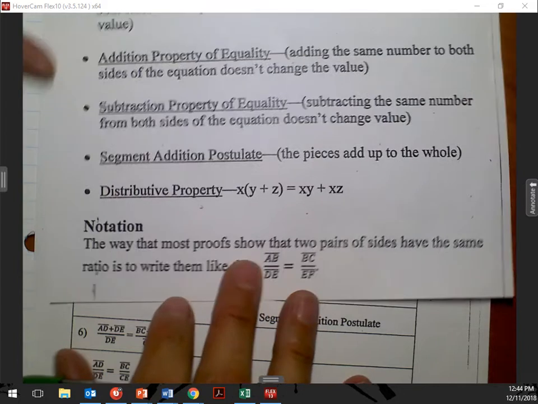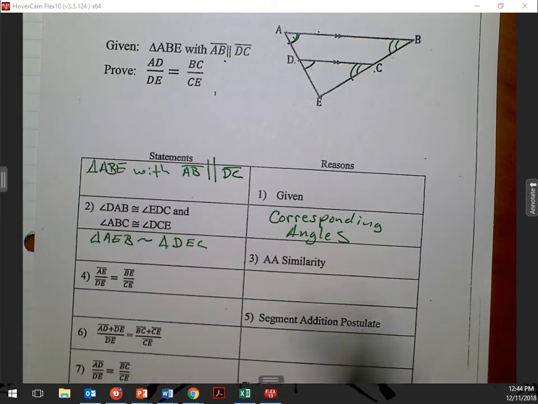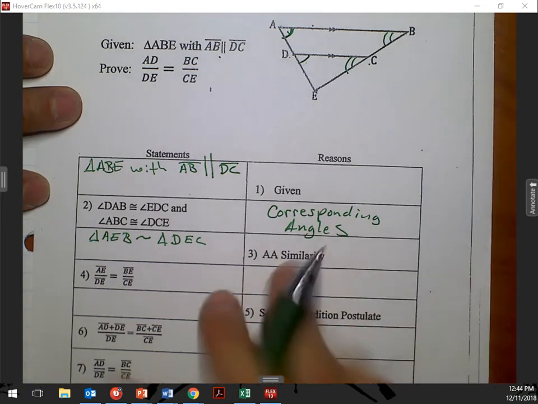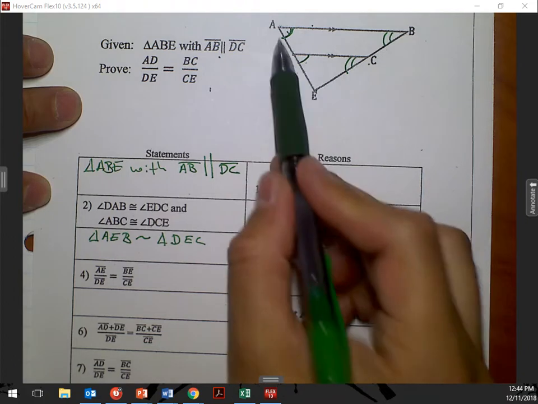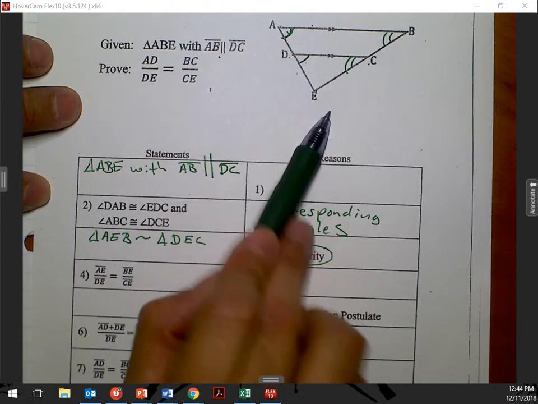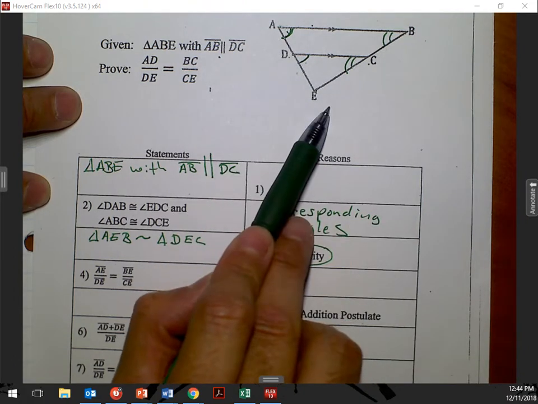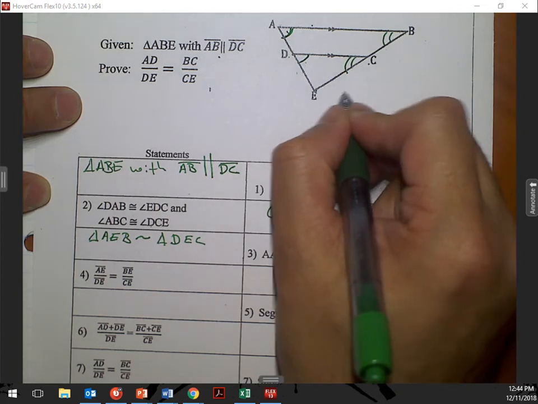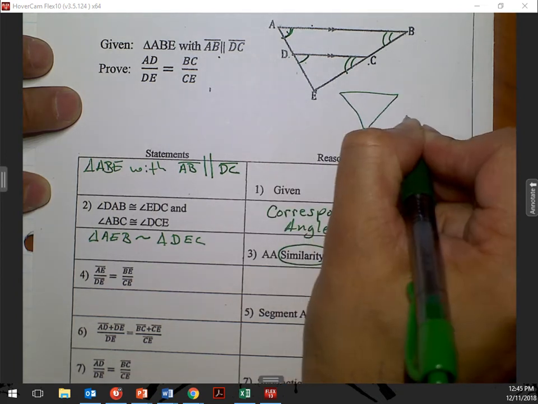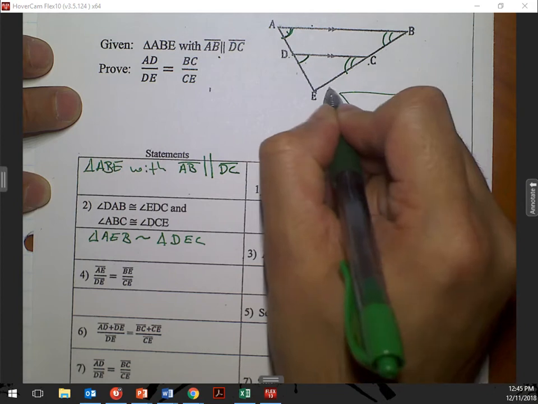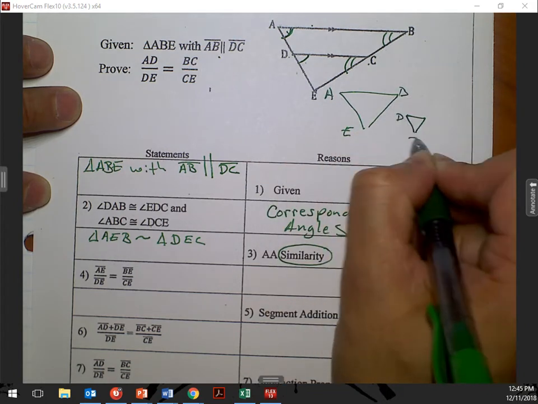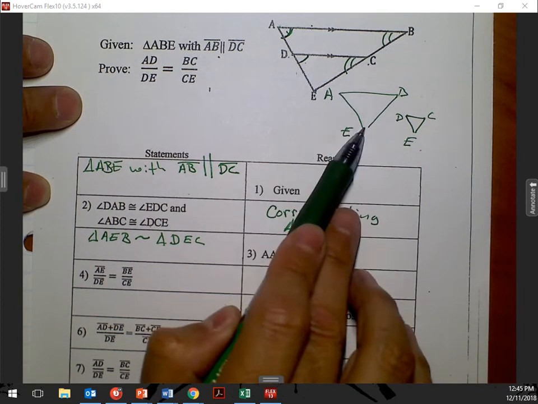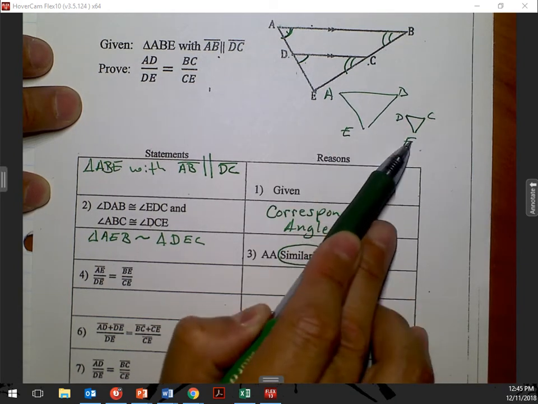Okay, so, notation. Do they have the same ratio? Yes, they do have the same ratio. Because we already proved that they are similar to each other, that means these are corresponding sides. So AE goes with DE, right? If I were to separate the triangles into a big one and a little one, I would say A, E, B, and D, E, C. So AE goes with DE. Does that make better sense?